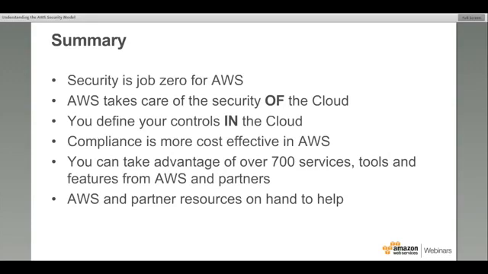Compliance can be more cost effective in AWS because we automatically take care of most of the physical controls and a lot of the things that are embedded just within our services. And again, reach out to see those compliance reports whenever you need them. Of course, you can take advantage of over 700 services, tools, and features from AWS and our partners and configure them to be exactly how you want them to be. And we have people here to help, both within AWS and our partner ecosystem. So we encourage you to reach out.